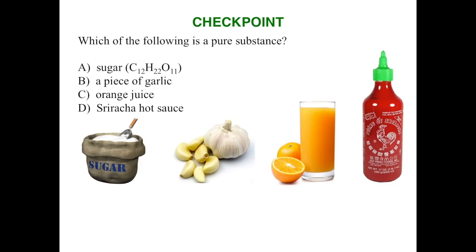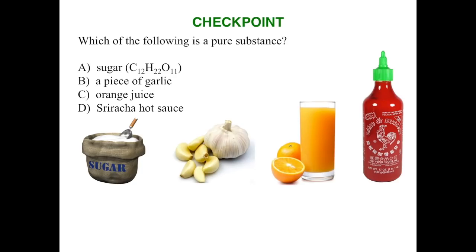Let's have a check of our understanding. Which of the following is a pure substance? Sugar, a piece of garlic, orange juice, or sriracha hot sauce? Hopefully you said sugar, because in sugar there is only one compound, and that compound is C12H22O11. Even though it looks complicated, it is just one single compound. So it is a pure substance.